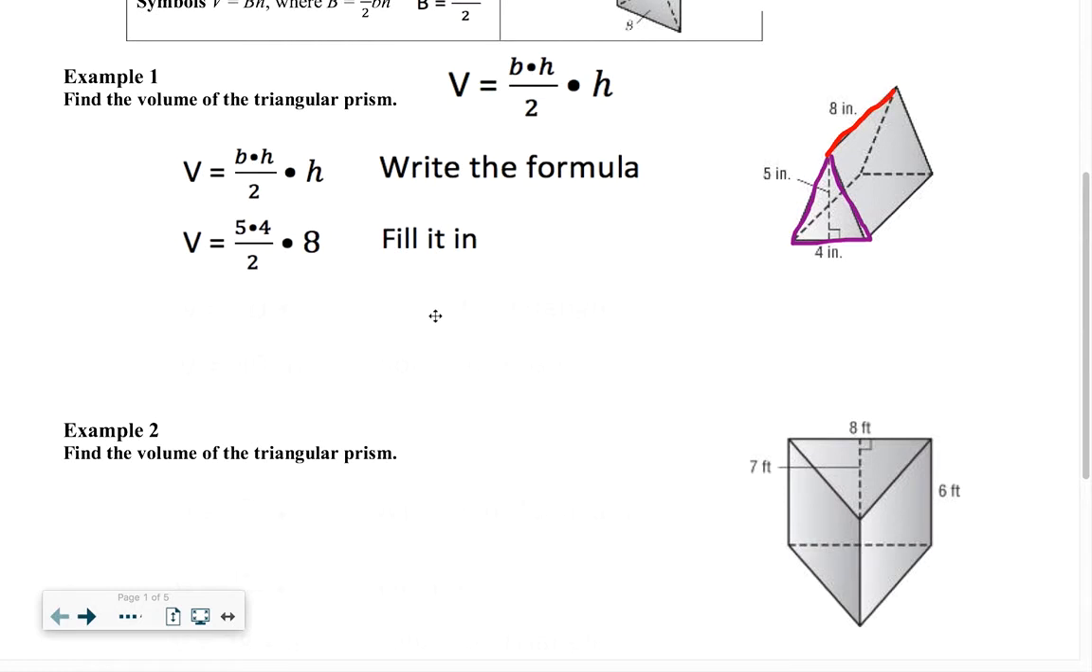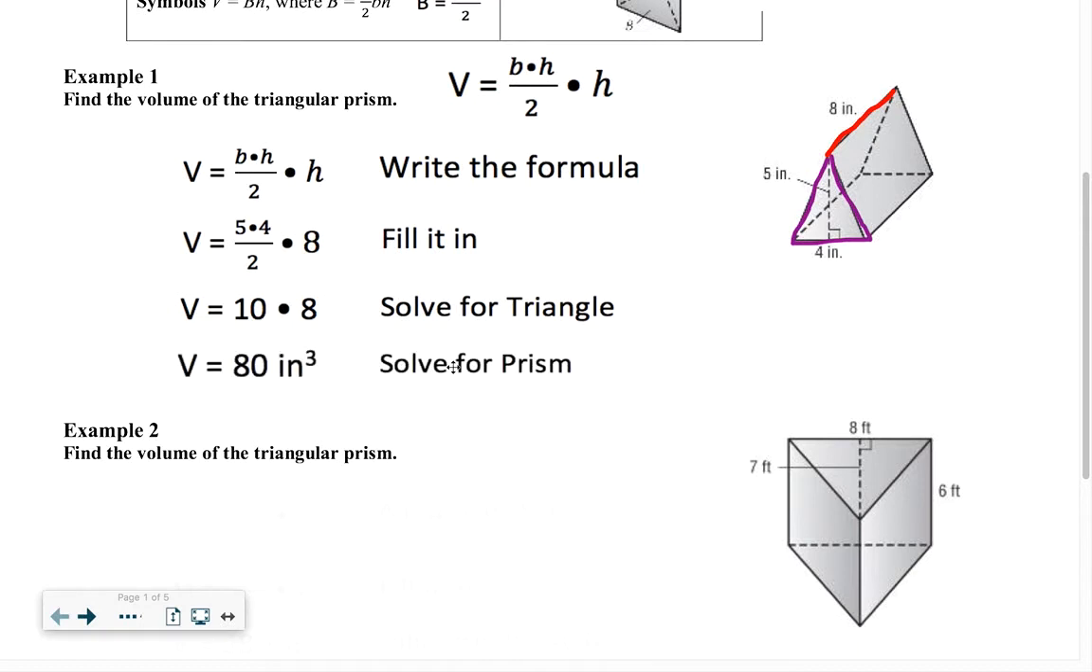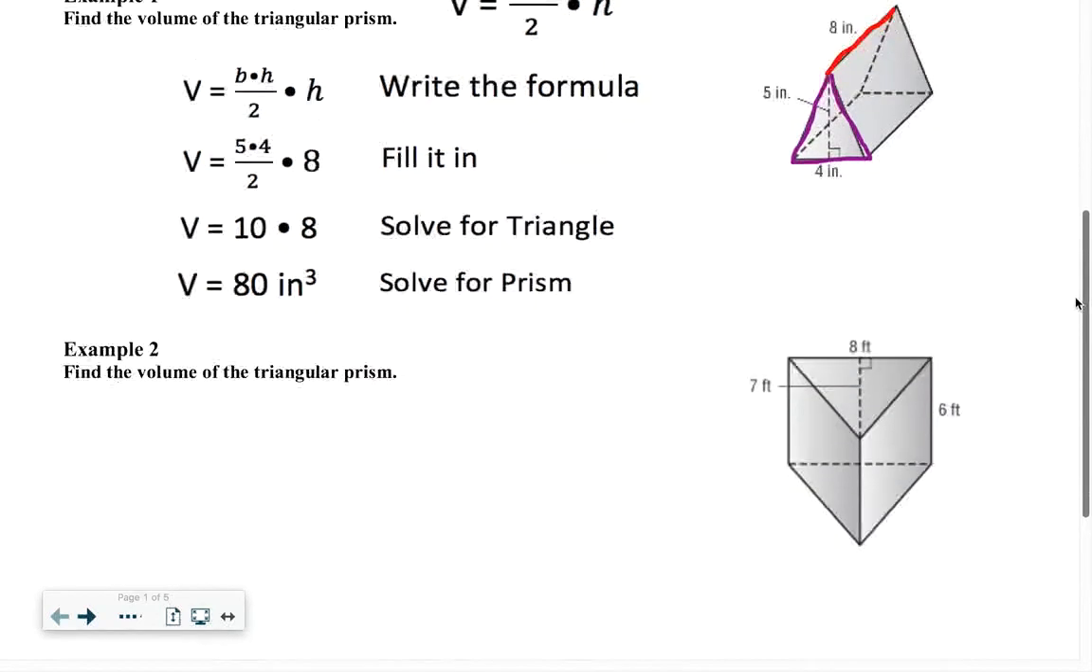Step 3. We're going to solve for just that triangle, just doing that 5 times 4 divided by 2. That equals 10. And then we simply drop down the times 8 because we haven't done anything with it yet. Our step 4 is simply to solve for the volume of the prism. Volume equals 80 inches cubed because 10 times 8 is 80. It's going to be inches cubed because it's volume. Volume is 3-dimensional and it's going to be cubed.